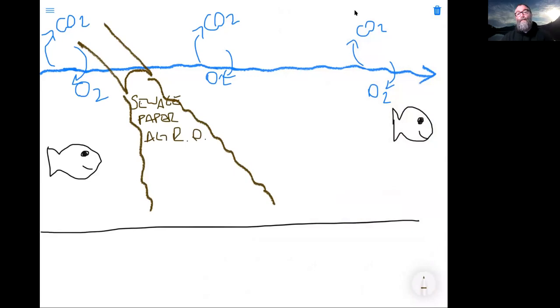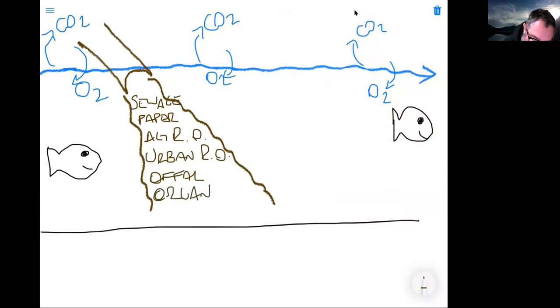That says agricultural runoff. What else could this be? This could be urban runoff, like stuff like grass clippings and bird poops and dog and cat poop. This could be whatever. Do I have to keep going? I don't know. Offal? Like the stuff that you get from butchering animals, like slaughterhouse waste. What this is, organic waste.